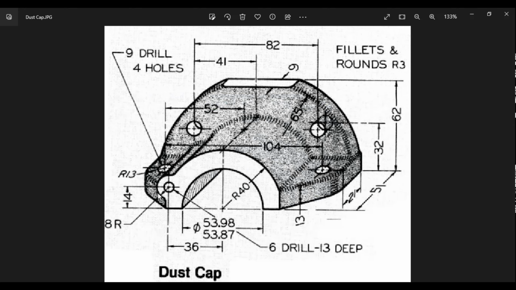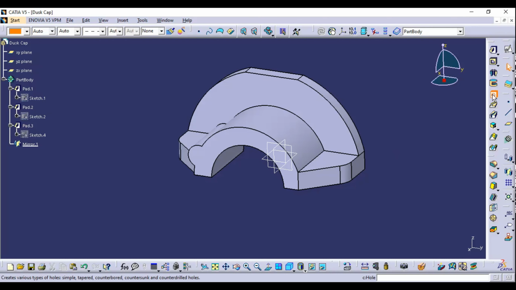Now we need to create holes in this. Okay, so first we will start with this. Now you can see the dimensions here, 6 drill, 13 deep. Means diameter is 6 and the hole depth is 13. Alright, so select hole command.